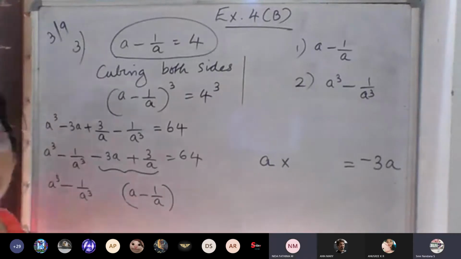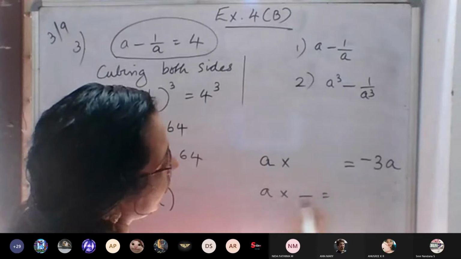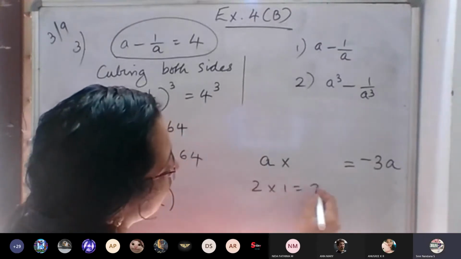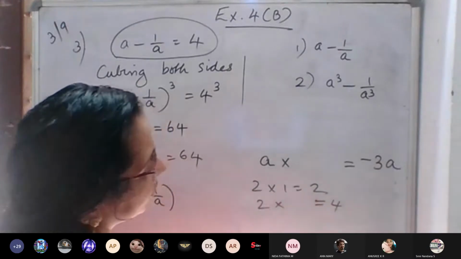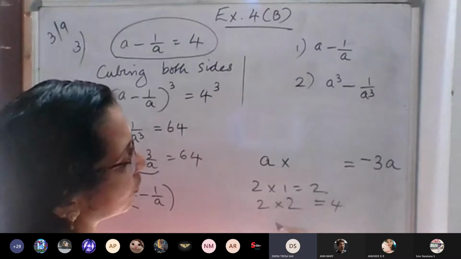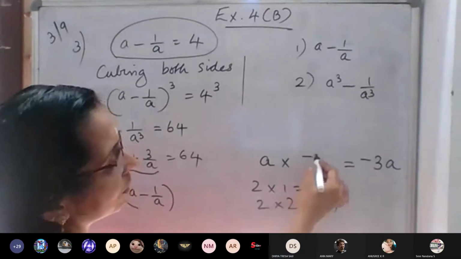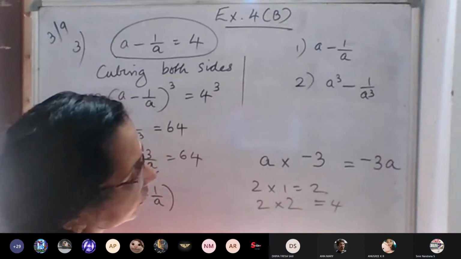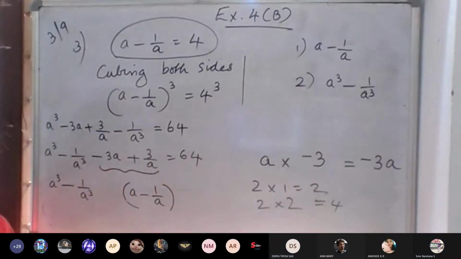A into what? 2 into 1 is equal to 2, 2 into 2 is equal to 4. Same way, A into negative 3 is negative 3A. What about the others? Is it clear?